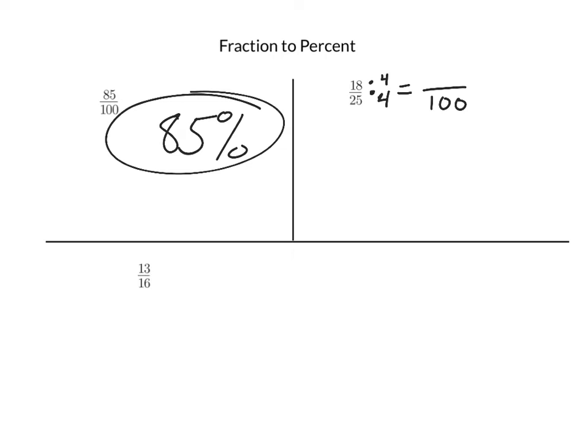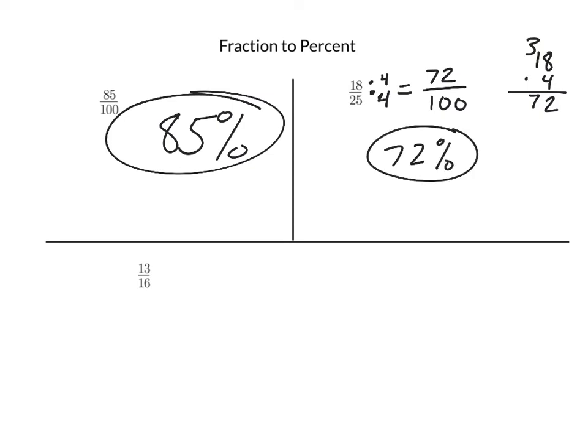Okay? And then we need to do 18 times 4. So 18 times 4, 8 times 4 is 32. All right, and then 4 times 1 is 4. I mixed those up, I'm sorry. 32, there we go. 8 times 4 is 32. 4 times 1 is 4 plus 3 is 7. So I'm going to get 72 out of 100. 72 hundredths is equal to 72%. Notice how I'm putting the percent sign because I am asked to put it in percent form.